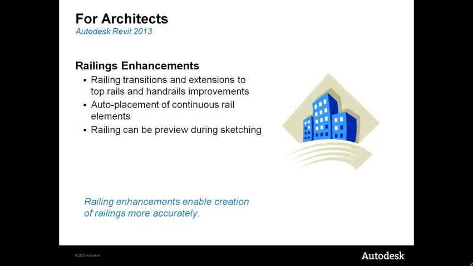Continuous rail elements including top rails and handrails are system elements that can now be edited, with extensions added, and instance changes made. There are three types of extensions that can be added to top rail or handrail: to wall, floor, or return to post. Bottom line is, railing enhancements enable creation of railings more accurately.